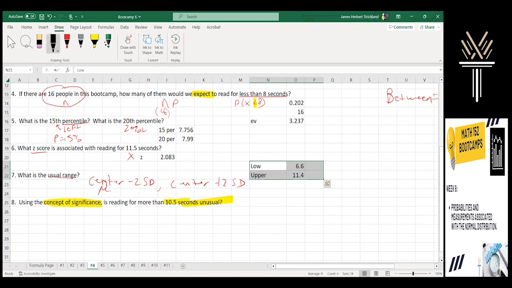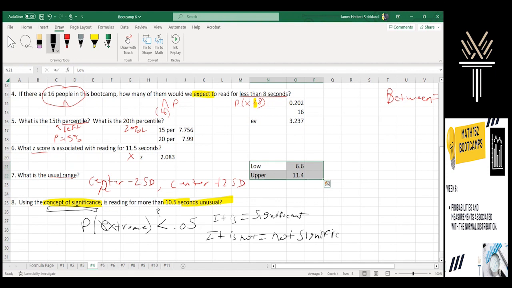So last time when we talked about the concept of significance, I told you, and it still holds, just reminding us, that when we talk about the concept of significance, we're trying to find the probability of an extreme, in other words, the probability of a tail. And we want to know, is that probability less than 0.05? This is the question we're trying to answer. If it is less than 0.05, then we call it significant. If it is not, then we say it's not significant. And so this is our significance test.